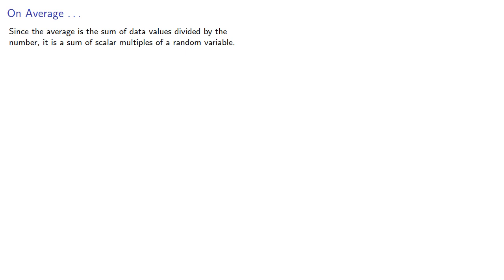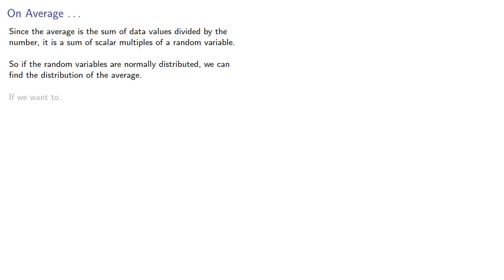Since the average is the sum of the data values divided by the number, it is a sum of scalar multiples of a random variable. So if the random variables are normally distributed, we can find the distribution of the average if we want to.